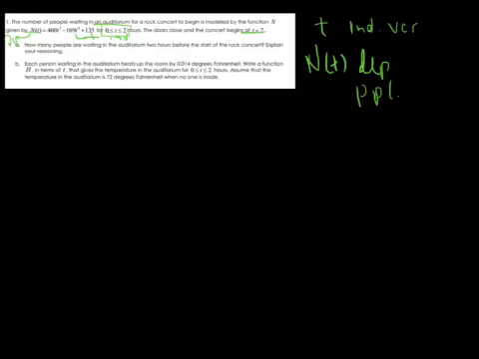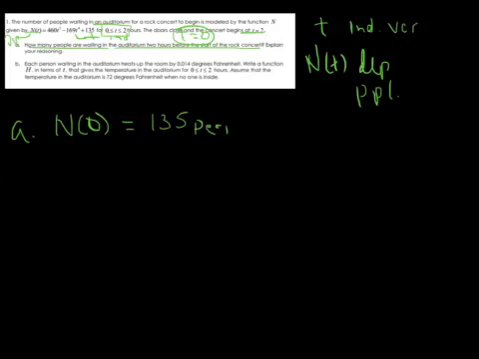Hopefully you realized that what you're trying to discover is, 2 hours before the rock concert would be when time is equal to 0. And so you're trying to find how many people are in the auditorium when time is 0. So our plan for part A is simply going to be to find n of 0, in other words, when time is 0, and that's just going to give me 135 people.